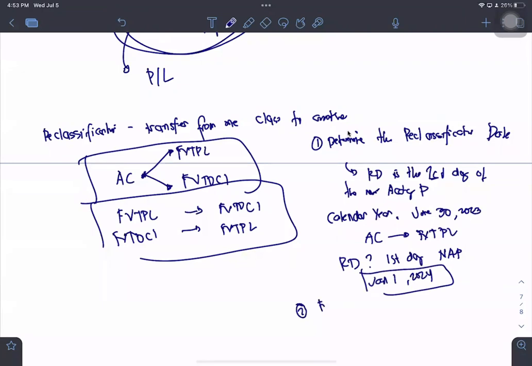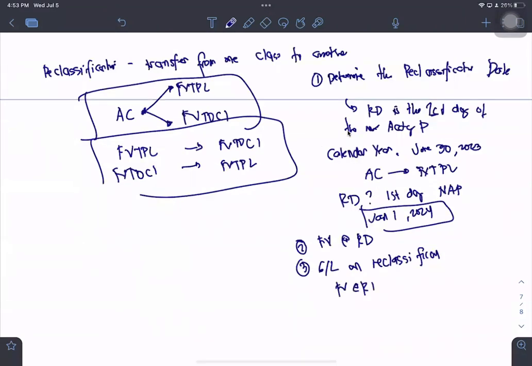Next, you get the fair value at reclassification date. Third one, you compute the gain or loss on reclassification. The gain or loss on reclassification is equal to the fair value at reclassification date versus the carrying amount at reclassification date. If the fair value at reclassification date is greater than the carrying amount at reclassification date, then that is considered gain. If lesser, then it is considered as loss.